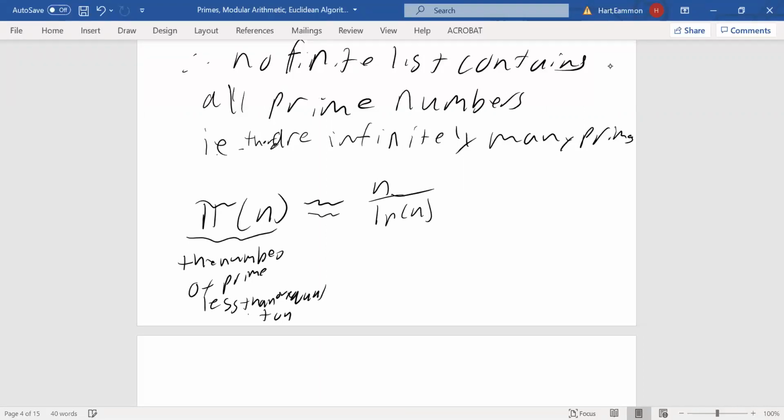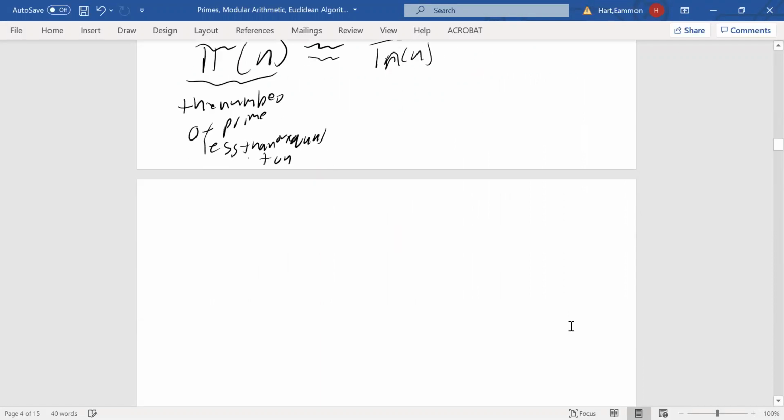So the number of primes is roughly equal to your number divided by the natural log of that number. And this is a good estimate, but it is very hard to prove, so we won't bother with that.